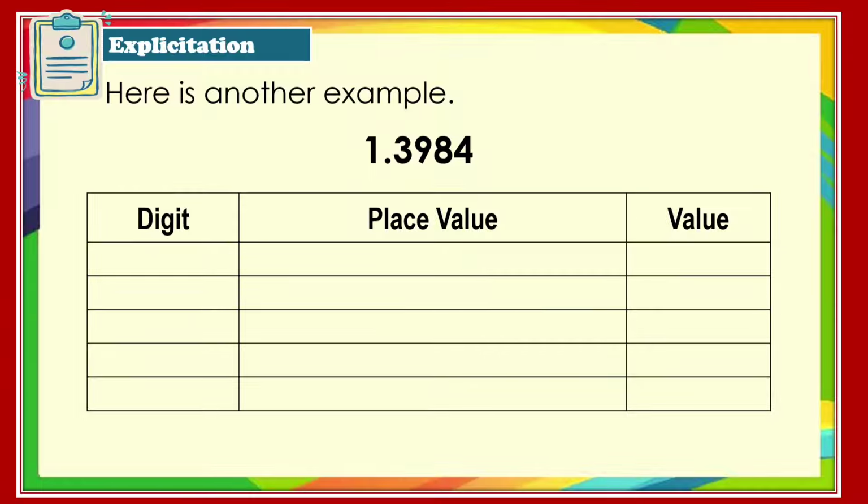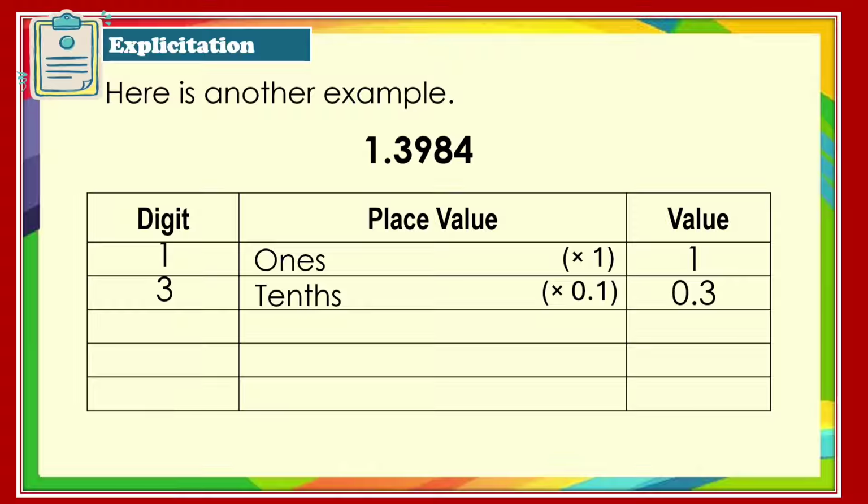So from the decimal point to the left of the decimal point is the ones place. So the digit is 1 and the place value of 1 is in the ones place. And if you get the value of 1, just multiply the 1 by its place value, which is 1. So 1 times 1, we have 1. And then to the right of the decimal point, the first digit is in the tenths place. So 3 is in the tenths place. And just multiply 3 times 0.1. The answer is 0.3.